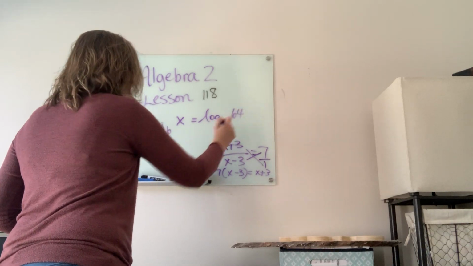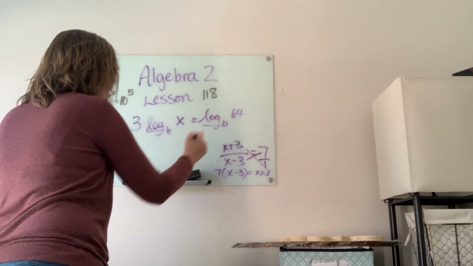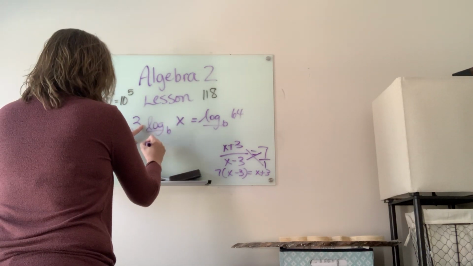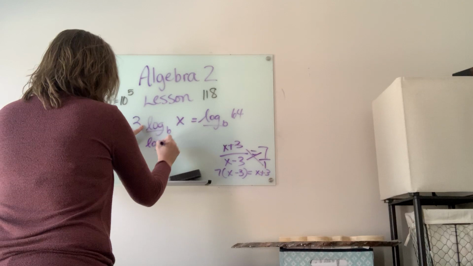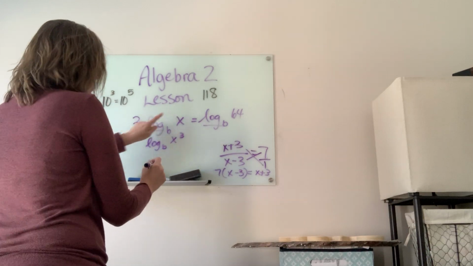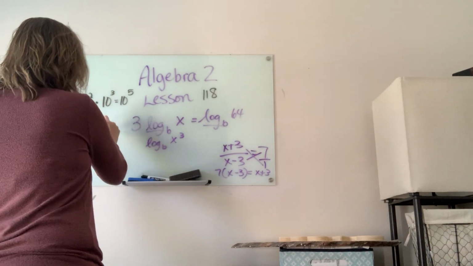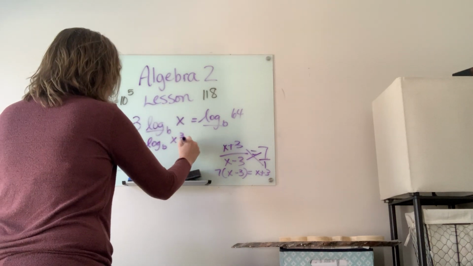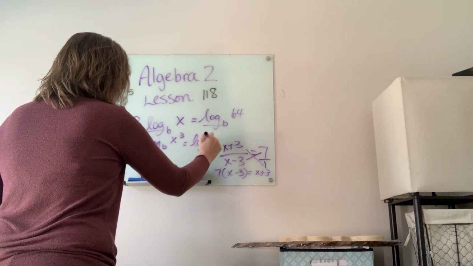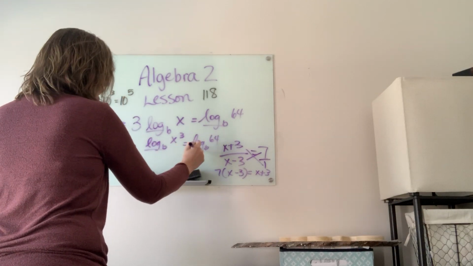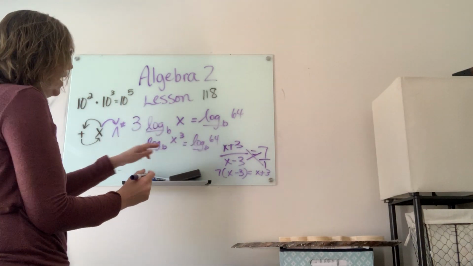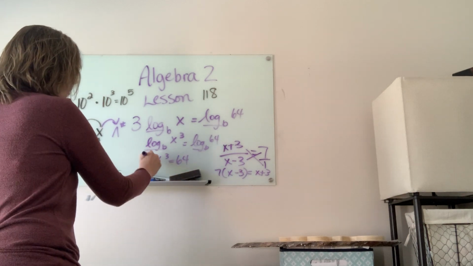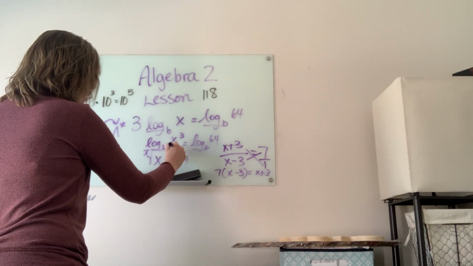So it's 3 times the log base b of x equals log base b of 64. So my log base b are the same, but this 3 means that I can write it as log base b of x cubed, because remember the step after multiply would be raised to a power, right? Equals log base b of 64. Now because my logarithms are set to the same base, I can just say x cubed equals 64. Then I'm going to cube root both sides.